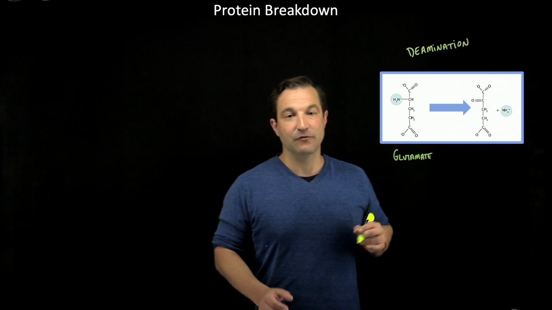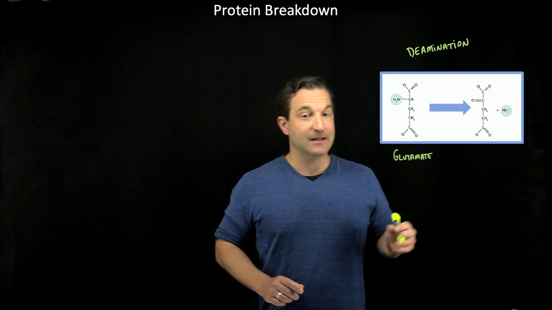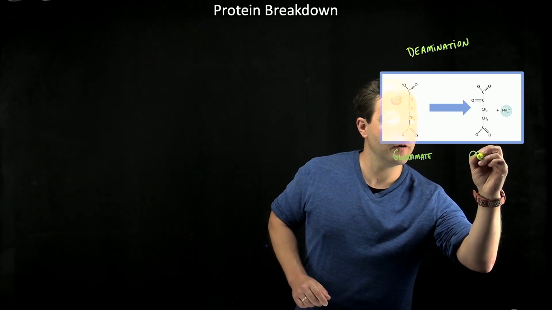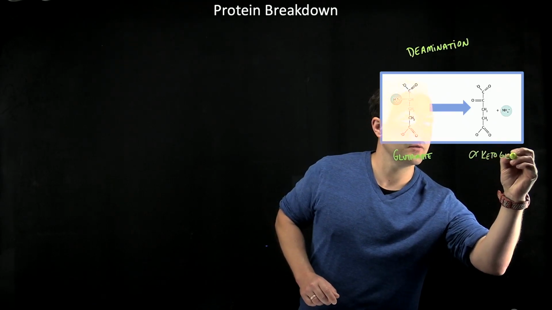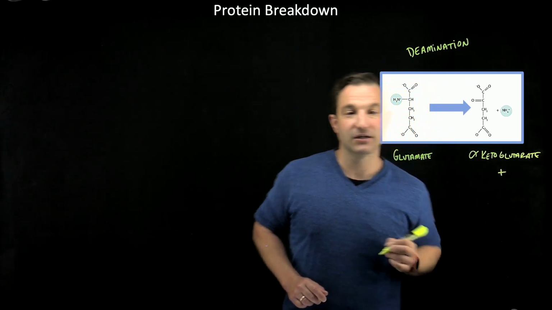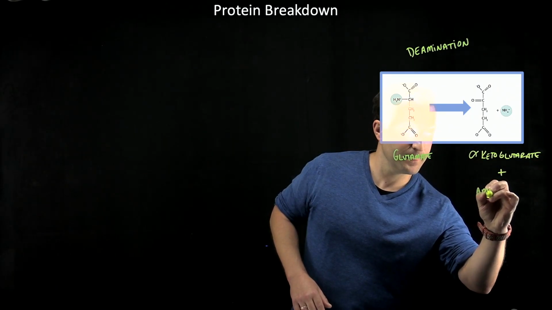And that makes sense. If we're removing that amino side group, well, we're going to deaminate it. And once we do that, we produce alpha ketoglutarate, plus, you can see that NH4, that's going to be ammonium.